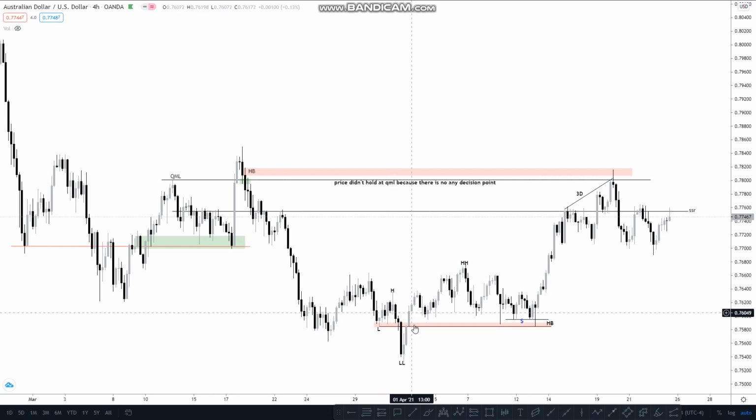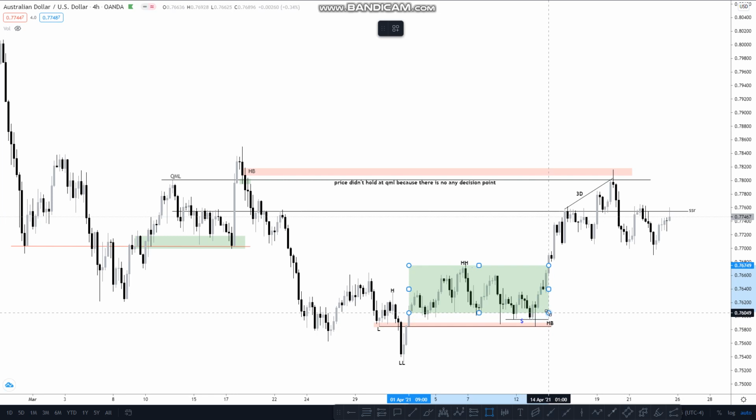But check down here again. What do you see now? You can see we have another QML, because when market comes here, creates a low, goes to the upside, creates a high, then comes to the downside and creates a lower low. This lower low, I'll use it also for this one. Then market pushes more to the upside. Now check what was happening here.